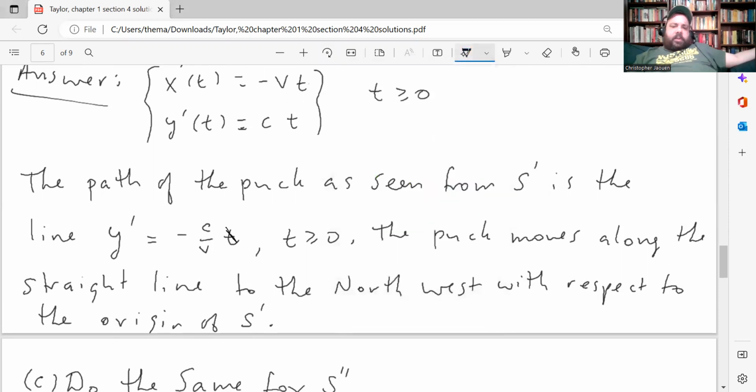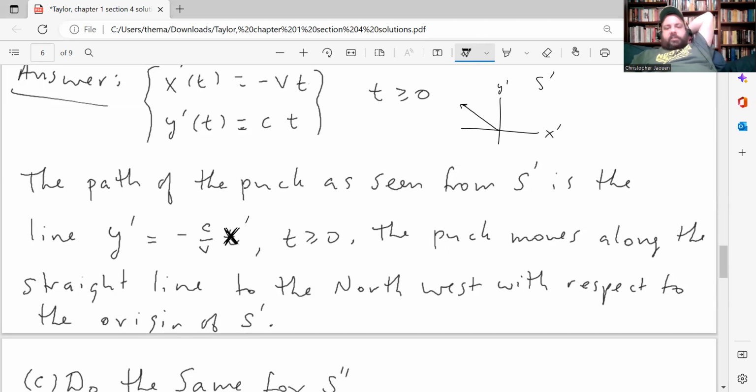This should have been x prime here. So what the path looks like is the straight line y equals negative c over v times x prime. In other words, if this is reference frame S prime, with axes Y prime and X prime, the puck looks like it's going like this, where the slope of the line is negative c over v, as time increases.